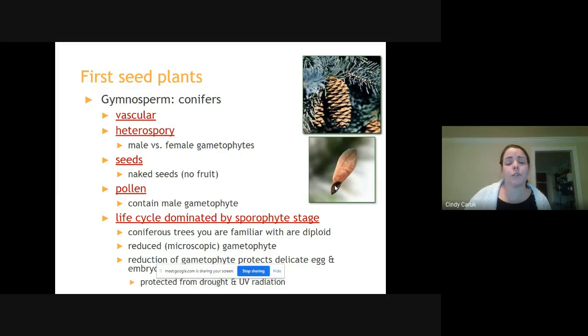So it's not going to have a fruit. It doesn't have food like an endosperm. But now we have pollen, and that's going to allow these to grow where it's colder and where there's more wind, and you're not depending on water anymore to transport the sperm, right? So our dominant life cycle here is a sporophyte, and we're going to have a reduced microscopic gametophyte that is going to be dependent upon that sporophyte. But that helps protect the egg and the embryo from drought and also UV radiation. So it serves as an adaptation.